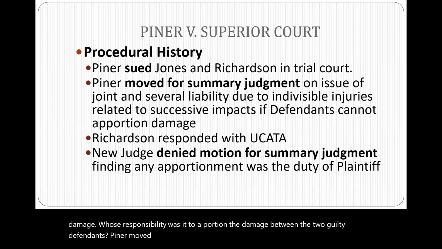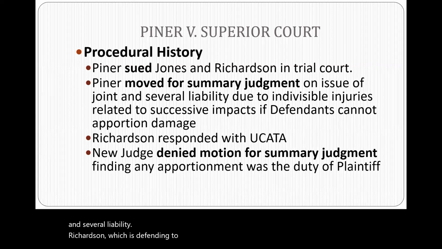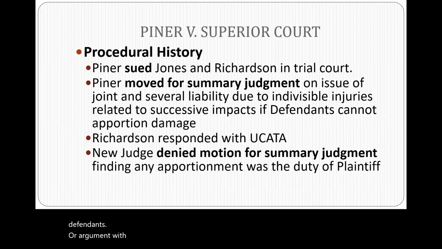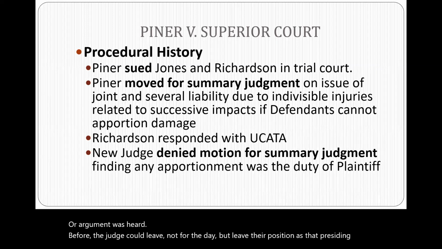Piner moved for summary judgment based upon the issue of joint and several liability. Richardson, which is defendant 2, responded and said, no. Arizona law has abolished joint and several liability. The responsibility of determining the apportionment is on the plaintiff, not on the defendant. Oral argument was heard before the judge could leave, not for the day, but leave their position as the presiding judge. No decision was made.